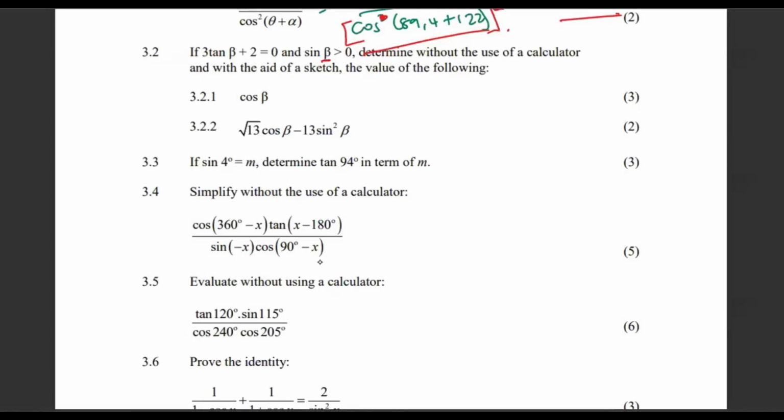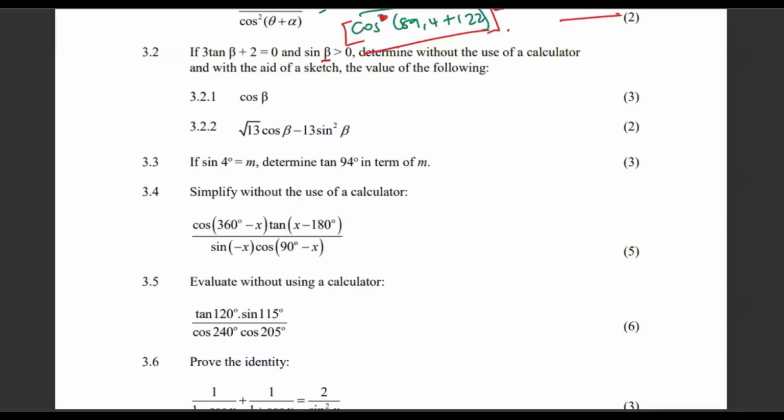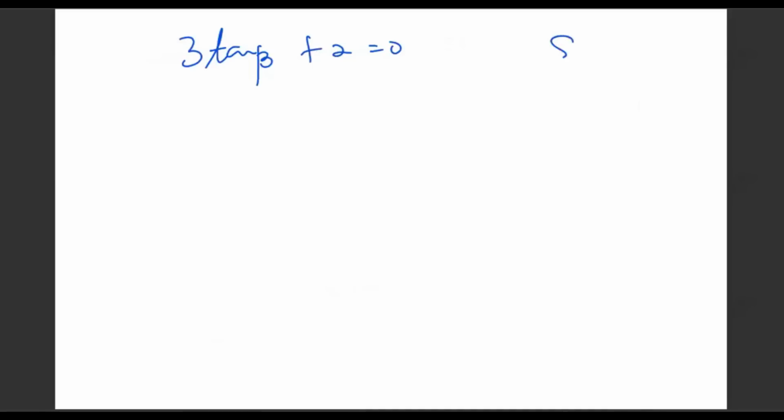Now, what happens? Let me write it this side. Say 3 tan beta plus 2 is equal to 0. Sin beta is greater than 0. So step number 1, start by drawing a sketch. But before we even get to the sketch, can we make tan beta the subject? So move the 2, so we're going to have a negative 2, then you divide both sides by 3. So we have something like this.